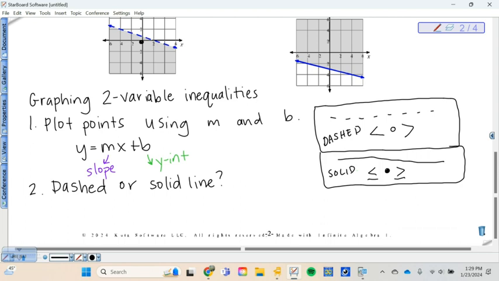Okay, so now I've plotted my y-intercept, I've used my slope to draw my other point, I figured out whether I use dashed or solid, and I connect the points together. Then what's the final step? What's the last thing I need to do to finish my inequality graph? Shade it. I have to decide if I'm going to shade above or shade below.